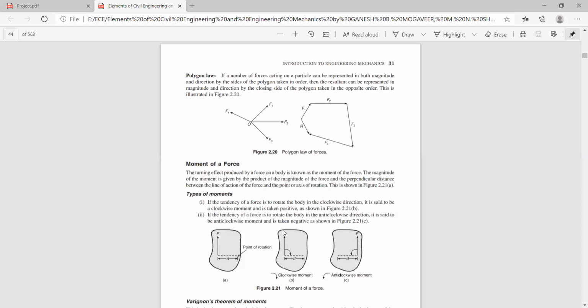So hence this force produces a clockwise moment. Here, if you keep the thumb and move the pointing finger, it creates an anti-clockwise moment. Moment is a vector quantity which has both magnitude as well as direction. The magnitude of a moment is the product of the magnitude of the force and the perpendicular distance about which you are going to consider the moment, and the direction of the moment can be either positive or negative.